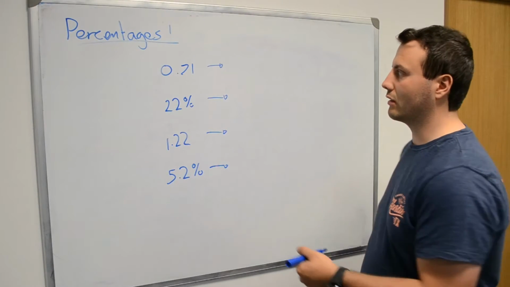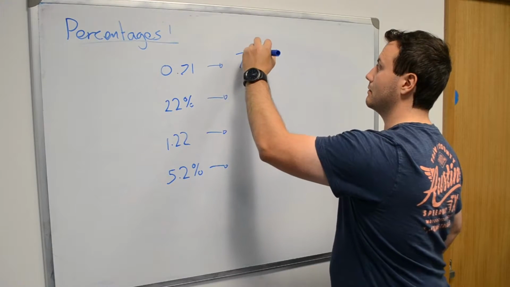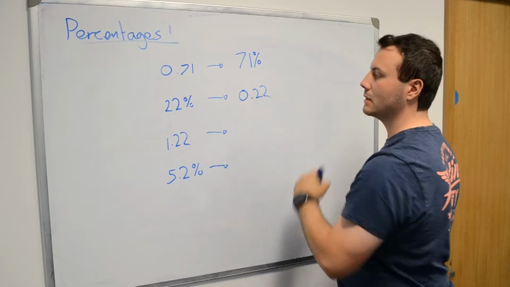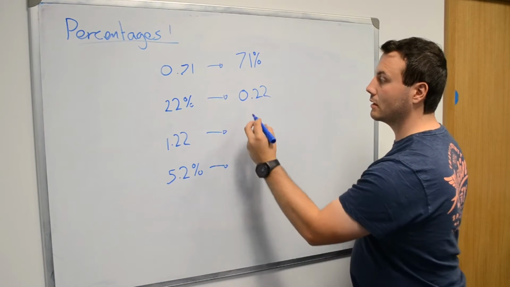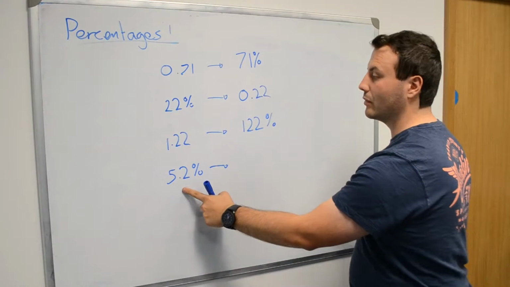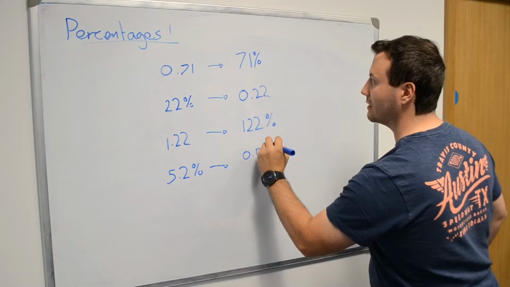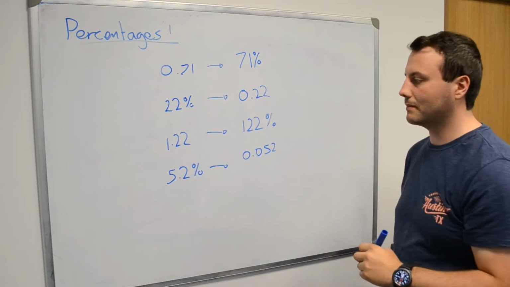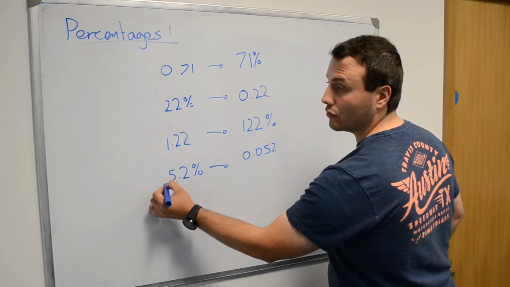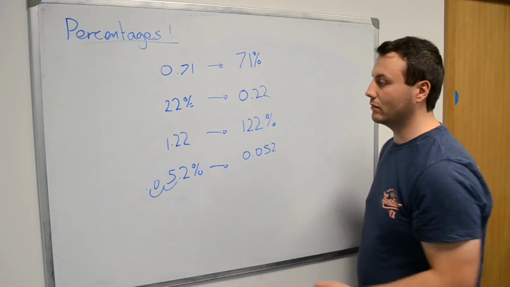Okay, so running through quickly, 0.71 is equivalent to 71%, 22% is 0.22, 1.22 becomes 122%, 5.2% is 0.052. Remember on the last one, when you move 2 decimal places to the left, once here gives you 0.52, then again add the 0 in to give you 0.052.